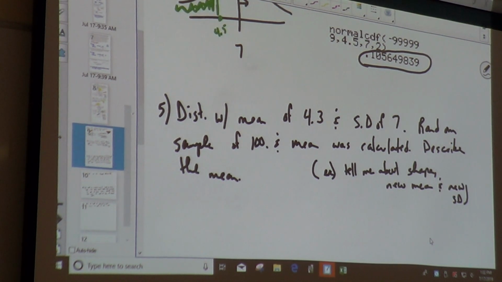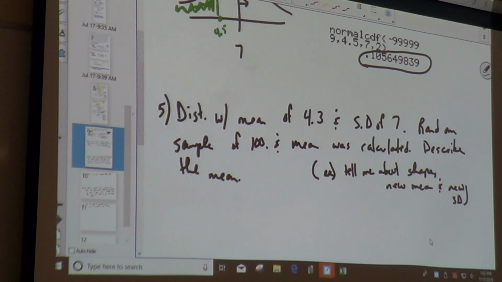So, is it approximately normal or not? Which means run that test on it. And tell me what the new mean is and what the new standard deviation is. So, is it approximately normal? And what is the new mean and what is the new standard deviation? I'm just telling you it's a distribution. I don't know if it's normal or not.